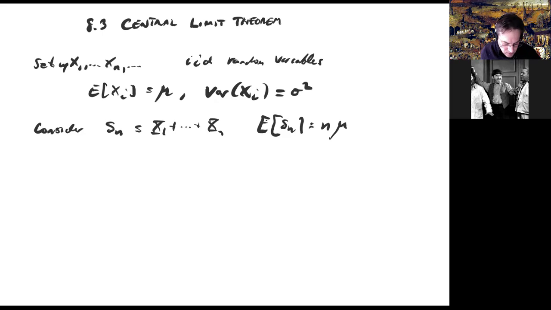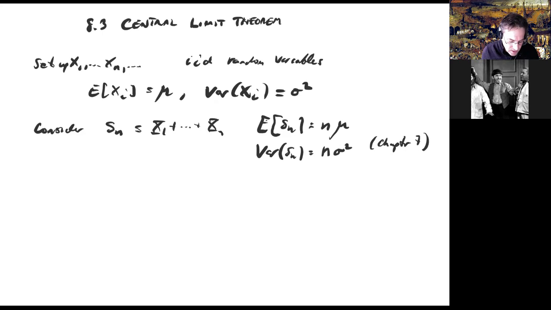And we could also compute the variance of S sub n. That's easy to compute. The variance is the sum of the variances because of chapter 7. Because the variables are independent, you would get n times sigma squared. So this is from chapter 7 of the book. Okay, so this is the expected value and the variance.